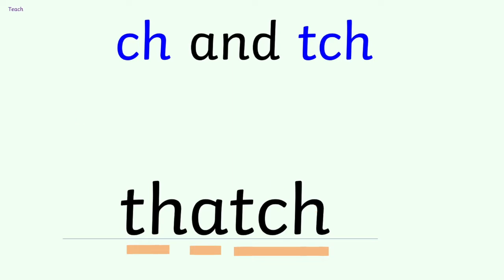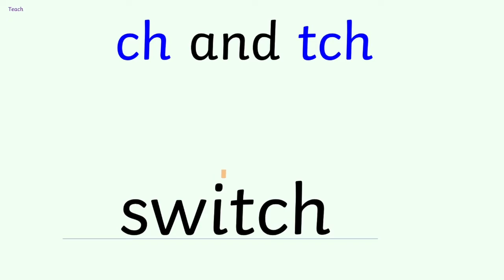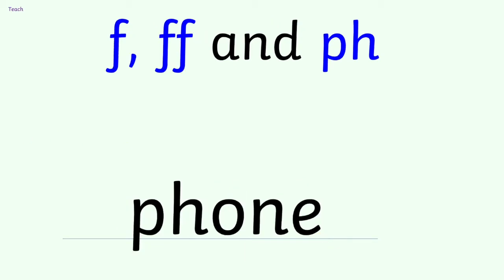Why don't you have a go at reading this word? Click pause here and have a go at reading this word. This is the word switch. S-w-i-ch, switch. Where's the ch sound in this word? Yes, that's right, it's at the end. And again, look, it's being spelled with a T, C, and an H. So when you get the ch sound on the end of a word, often you have a TCH, not just a CH. Let's have a look at the f sound.